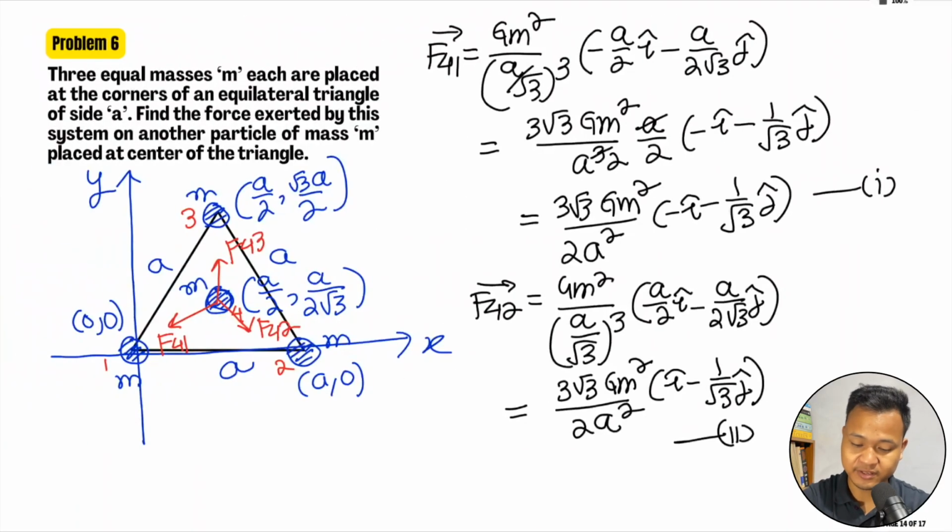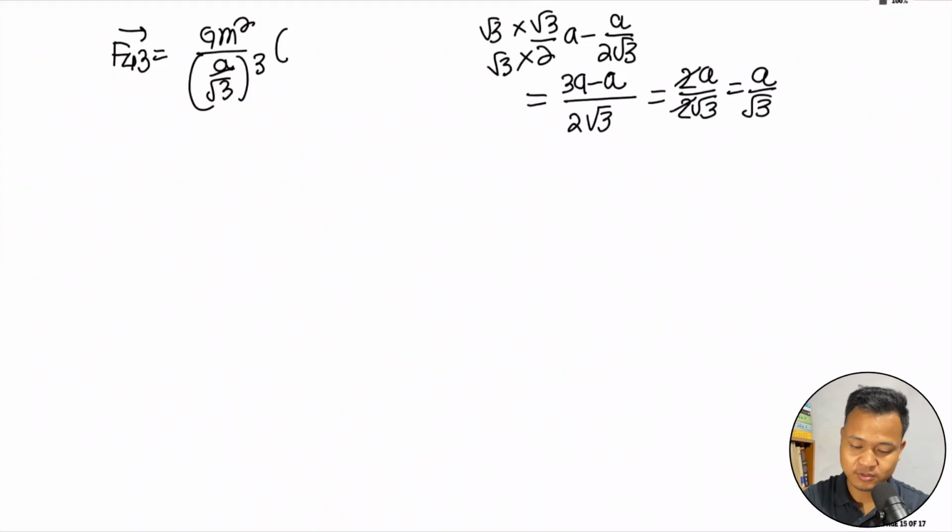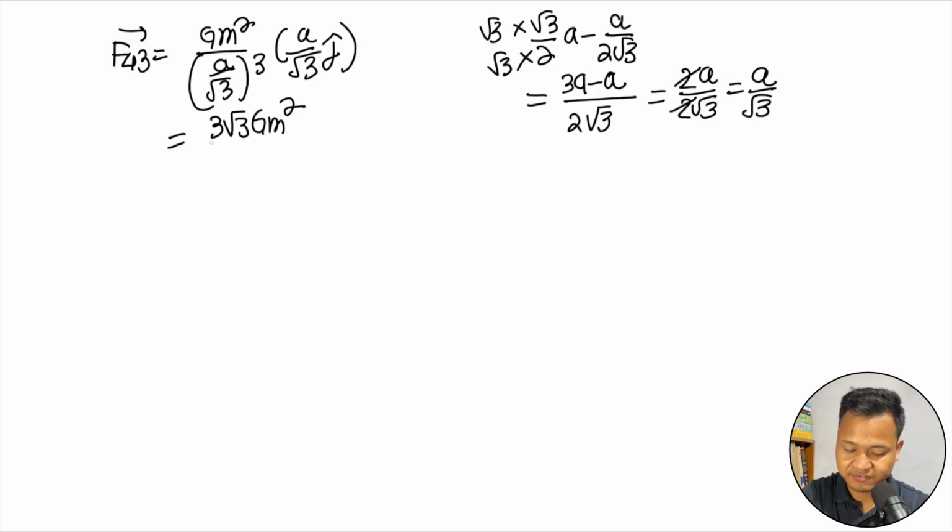So here I will have root 3 by 2 minus a by 2 root 3, so here this is a by root 3. Okay, so you will have a by root 3 z cap, and I cap is 0. So this is how much? 3 root 3 into m square divided by a square by root 3. Root 3 cancels in the calculation. You have how much? z cap. Okay, so 1 by root 3 is 0. Okay, without cancelling.